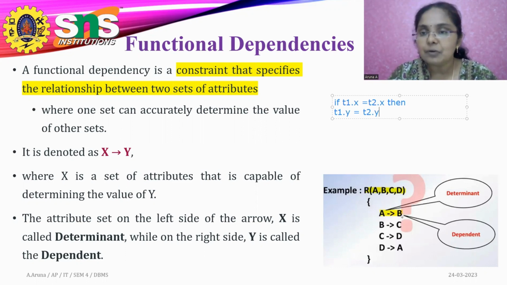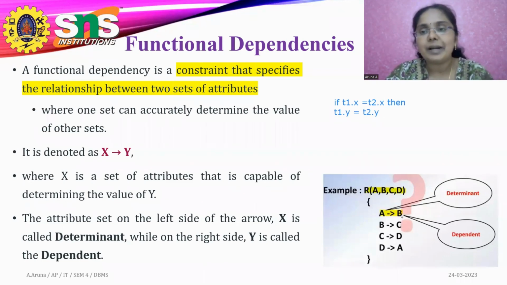The particular relation or table must satisfy this condition. Here T1 is the first tuple present in the particular table, and T2 is the next tuple having the same value of X. If both are equal, then their Y values must definitely be equal, and then we can call it a functional dependency. Otherwise, we call it an invalid functional dependency.